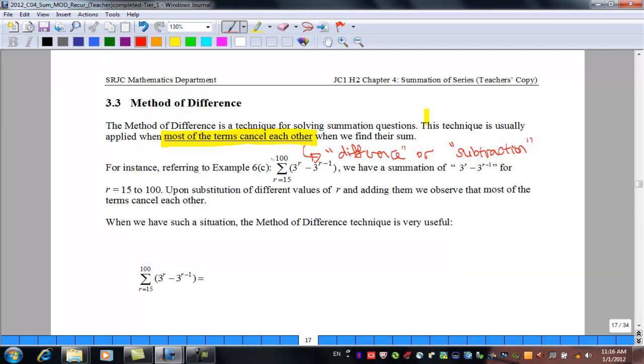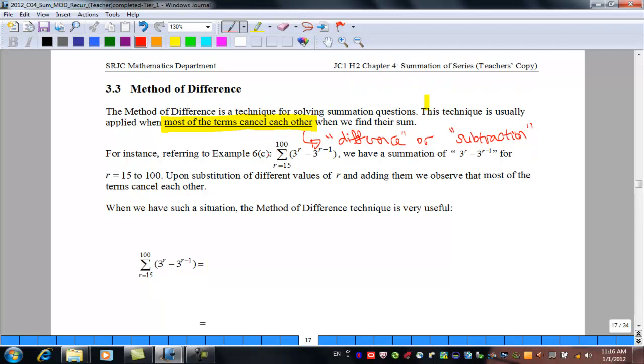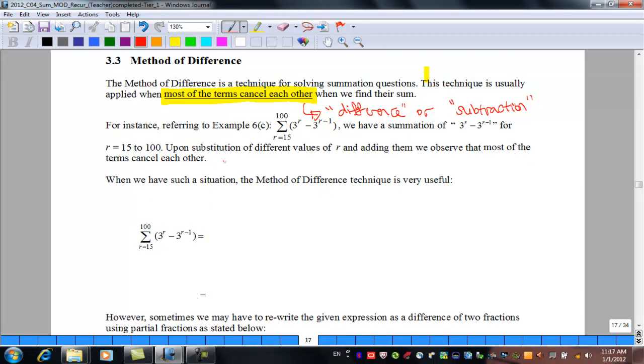So for example, referring to the series that I gave just now, we have a summation of 3 to the power of r minus 3 to the power of r minus 1, for r equals 15 to 100. If we substitute different values of r, we will observe that most of the terms will cancel each other out. What does this mean? If I were to write out the sum of this series, my first term will be 3 to the power of 15, minus 3 to the power of 14.